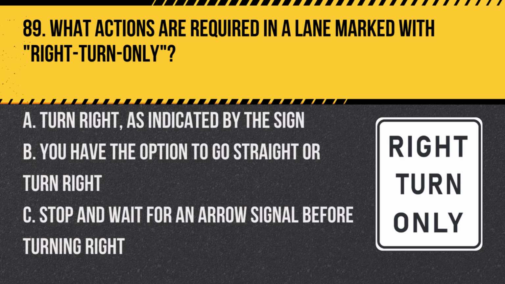A. Turn right as indicated by the sign. B. You have the option to go straight or turn right. C. Stop and wait for an arrow signal before turning right. Answer: A. Turn right as indicated by the sign. This sign mandates a right turn for traffic in that lane.